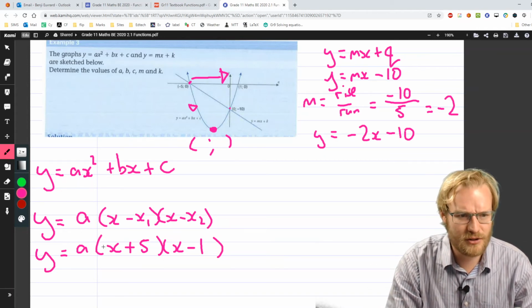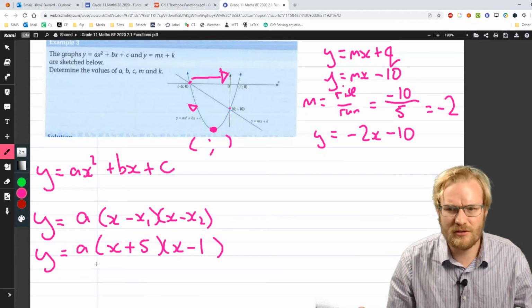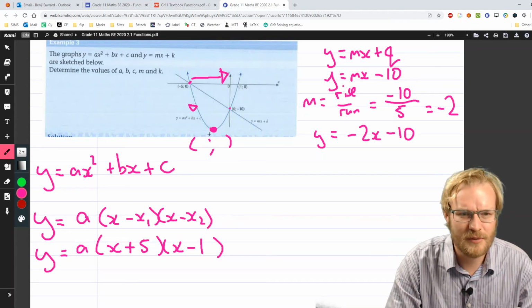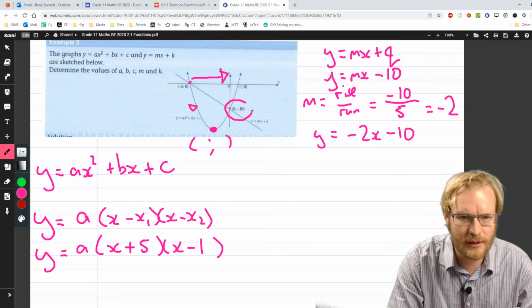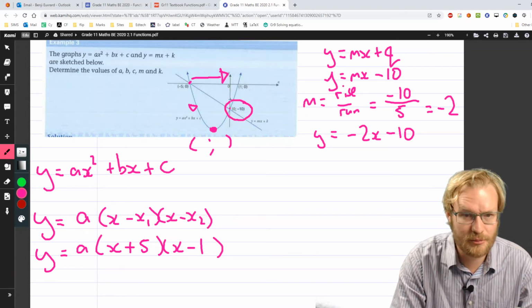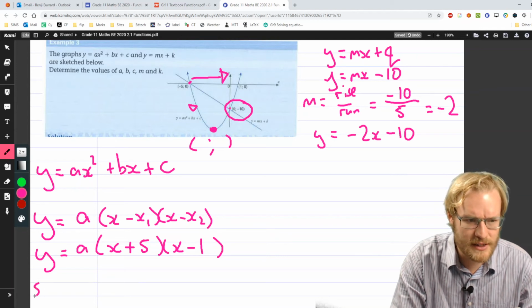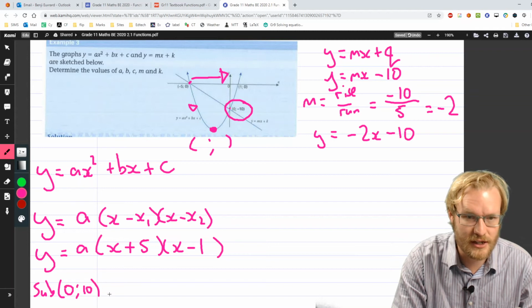Okay, then we need to work out what A is. What does it seem like we've been doing most of the time? Well, we've just been substituting in a value. Well, here's another value that's on the parabola. Yes, it was on the straight line. It's on the parabola as well. So let's substitute it in. We're going to sub in the value, or at least the point, 0, 10.